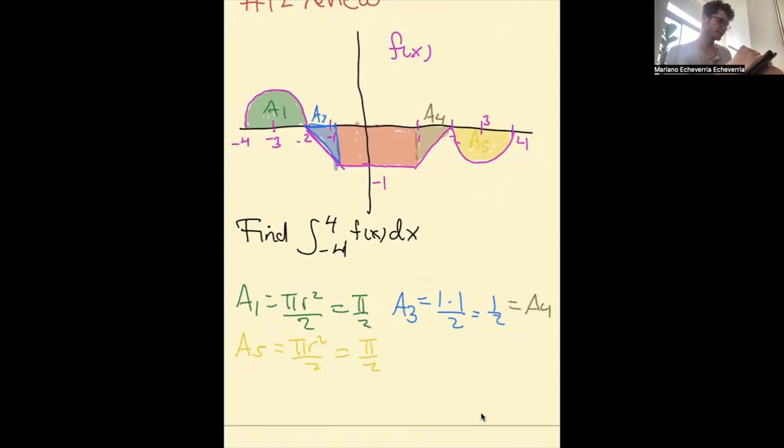And the last one is the area of this rectangle. Sorry, I should have called, this one was area 2. And area 3, which is this rectangle, is base times height. The base is 2, the height is 1. So it's 2 times 1, which is 2. Is that okay, how I found each of these areas?